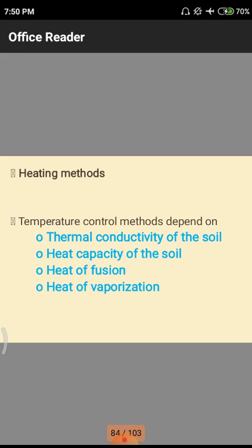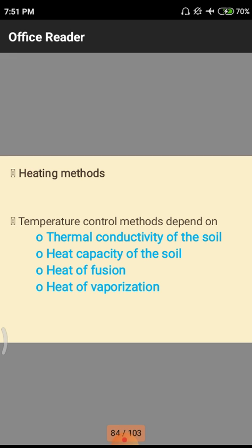Next one, heat capacity of the soil. For every structure there may be some quantity of capacity, whether it is a load bearing capacity or shear strength capacity, all those capacities. Likewise, here also we have some thermal capacity up to certain temperatures. Those have a tendency to increase the strength. Beyond those temperatures, automatically that strength will be lost.